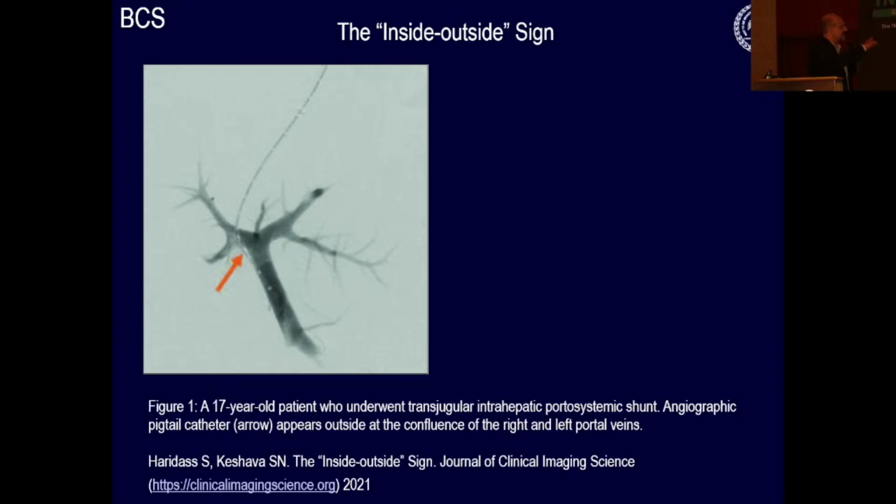And this is an interesting observation, what we see frequently. We puncture the right branch of the portal vein under ultrasound guidance, and we know that the wire is well within the portal vein. But if you see this venogram, the catheter tip looks as if it is outside the portal vein. You see a small gap between the catheter and the portal vein. So sometimes we get a doubt, is it outside the portal vein? So this we described as the inside-outside sign.